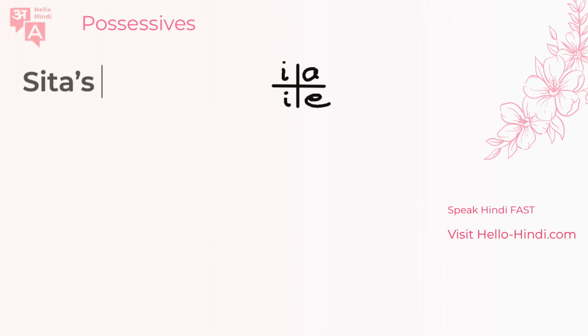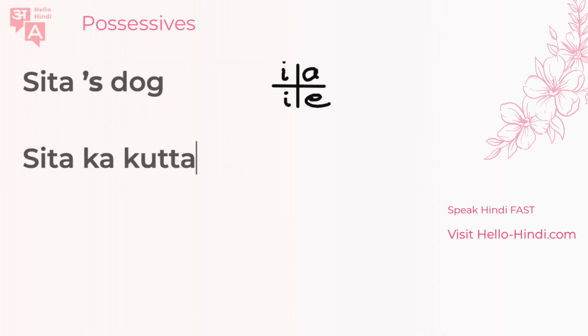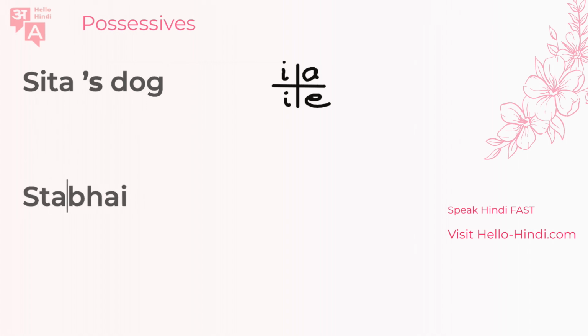Now, how can we say Sita's dog? All you want to remember, this easy part, this apostrophe S over here becomes ka. Sita ka kutta. Very easy. Sita ka kutta. Now the next one is, let's say you want to say Sita's brother. See if you can try it. Of course, the word for brother is bhai. How can you say Sita's brother? Sita ka bhai. That's Sita's brother.